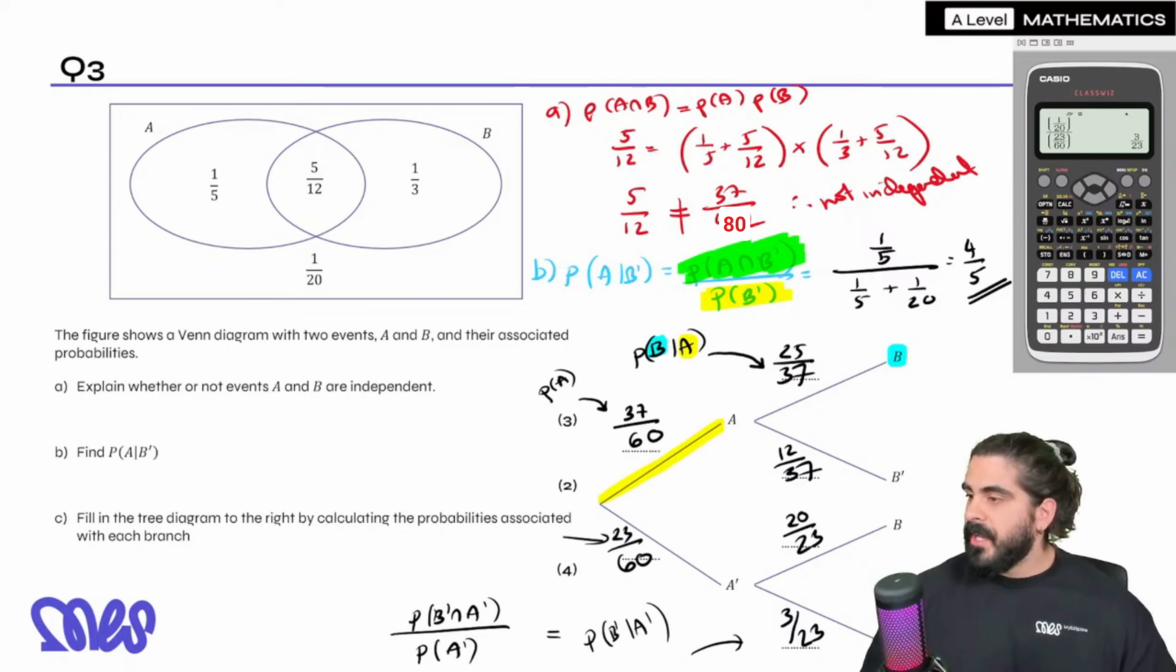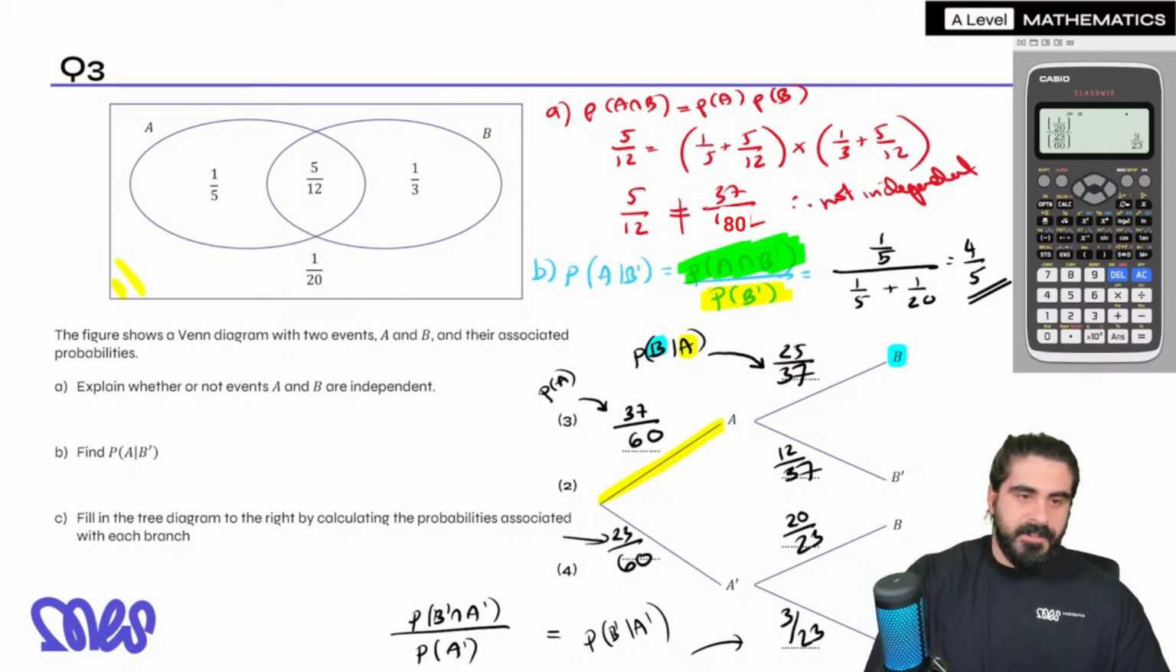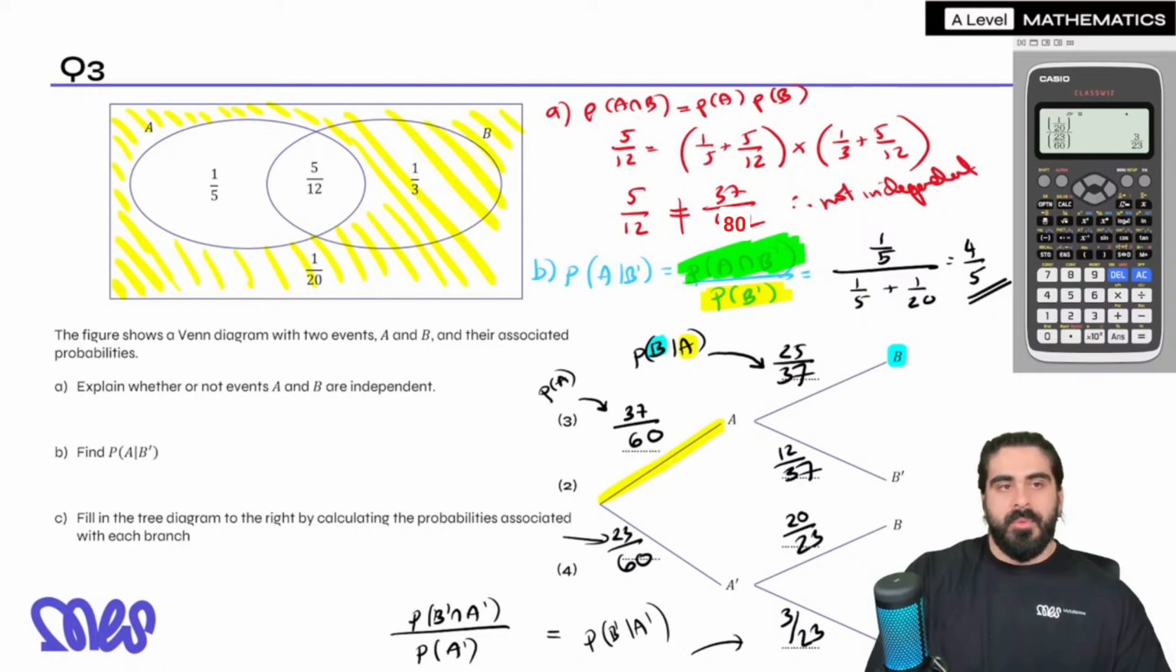What would not A or not B be? Okay, so not A or not B. I'll show you with highlights. This is not A. This is not A. Everything on the outside of A. What is not B? Not B is everything on the outside of B.